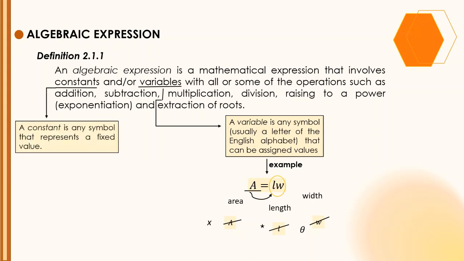For the constant naman, a constant is any symbol that represents a fixed value. So parang kasalungat ito ng variable. Dapat fix yung value niya. Say for example, meron akong tatlong shoes. So, yung 3 there is an example of constant. 1/2, which is equal to 0.5, is an example of constant. Pi, which is equal to 3.141592, and so on, is an example of constant. Anything na may fixed value.